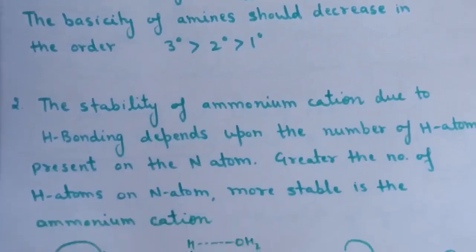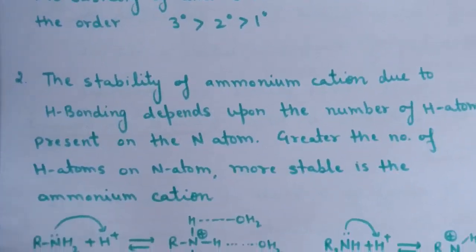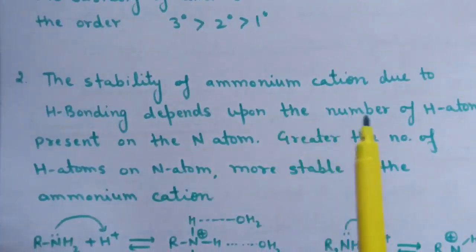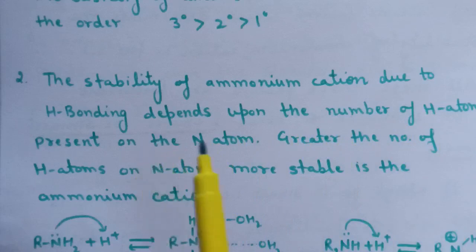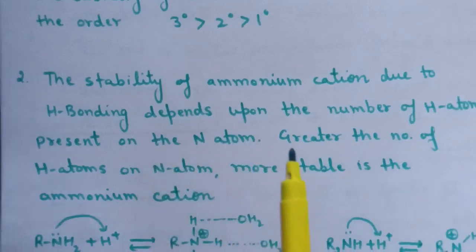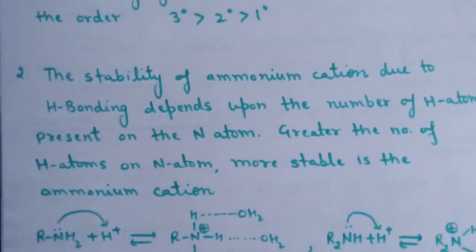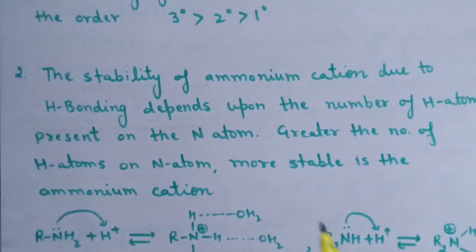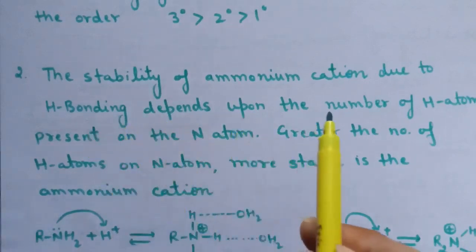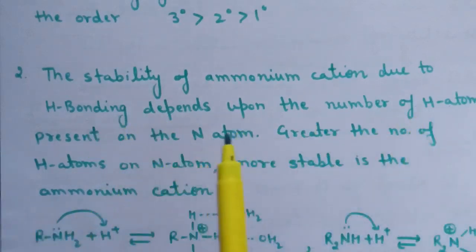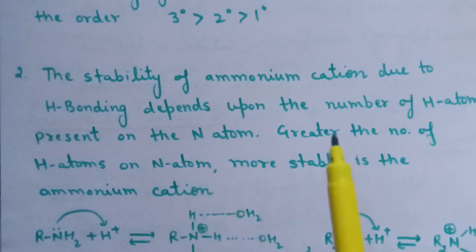Now the stability of ammonium cation due to hydrogen bonding depends upon the number of hydrogen atoms present on the nitrogen atom. Second factor is extent of hydrogen bonding with water molecules. So here the hydrogen bonding depends upon the number of hydrogen atoms present on the nitrogen atom. Greater the number of hydrogen atoms on nitrogen atom in amines, more stable is the ammonium cation.